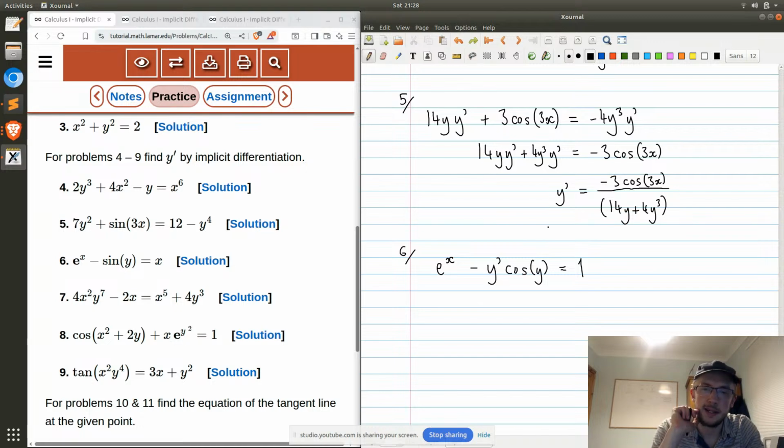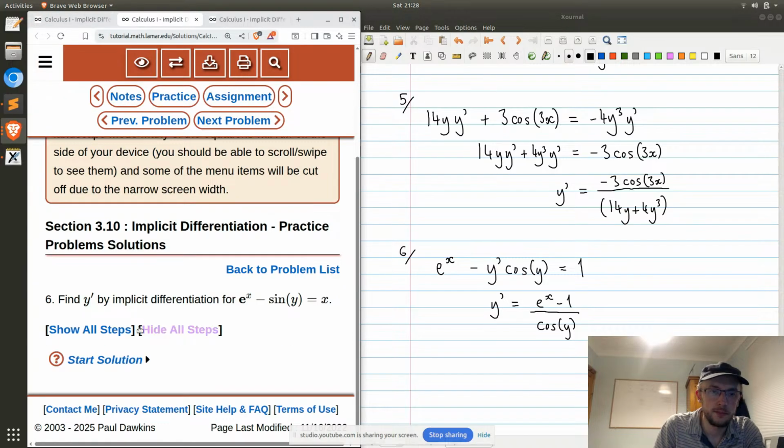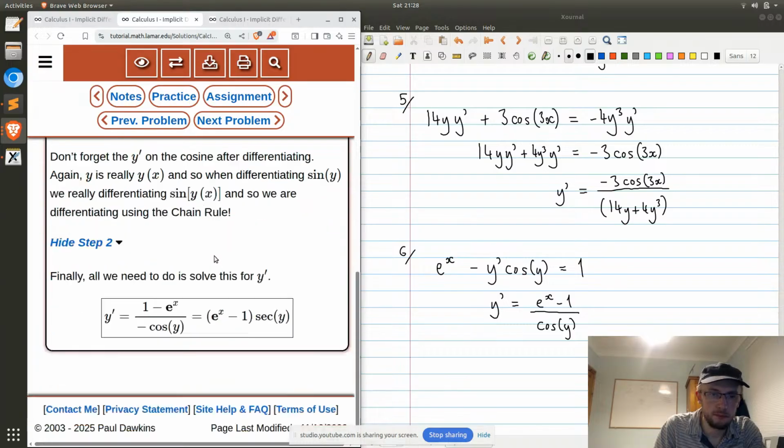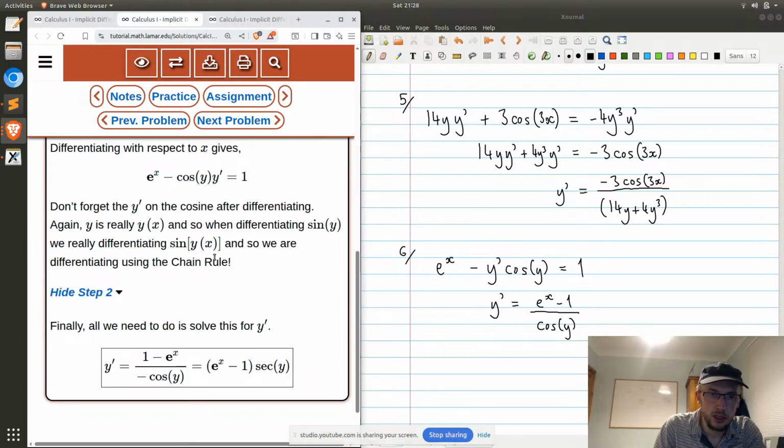Okay, so 1 minus e to the x. So e to the x minus 1, all over cosine y. Just there like that. Okay, fancy, if they like.